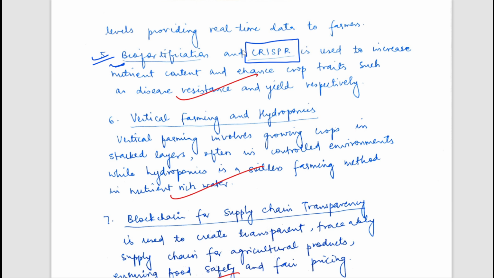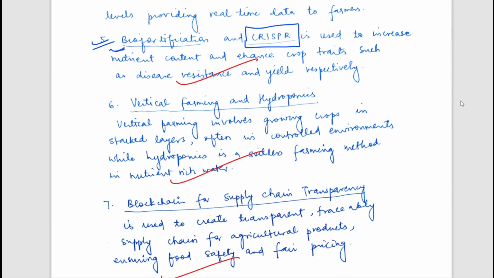CRISPR, that is a genetic engineering tool. Vertical farming and hydroponics. CRISPR is a good tool, but this is not a tool to extend to farmers.